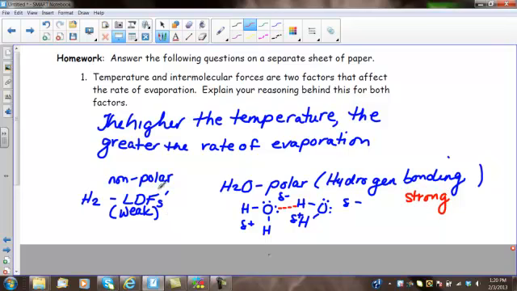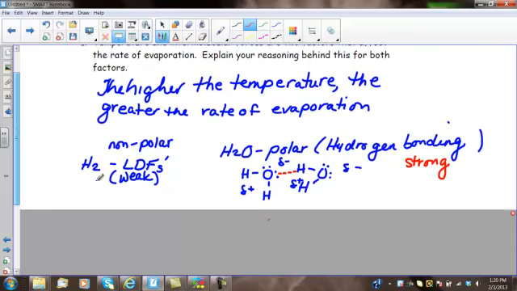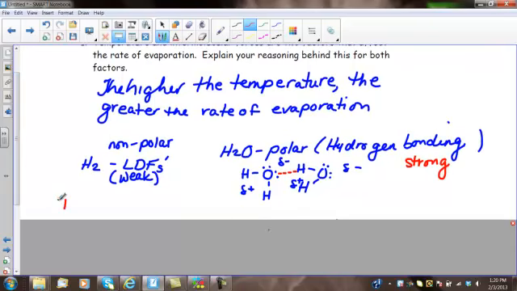It should make sense that the weaker the force, the greater the rate of evaporation.